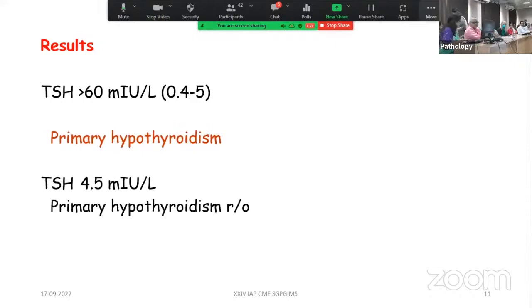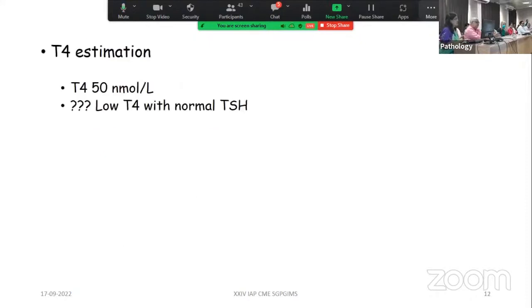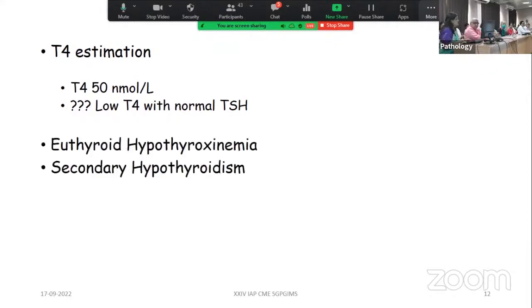But suppose the TSH just comes out normal, then does it rule out hypothyroidism? Yes, it rules out primary hypothyroidism, but doesn't rule out other conditions associated with hypothyroidism. So what next? We do a T4, total T4. That also comes low normal. So what do we make out of this low normal T4 and a normal TSH?